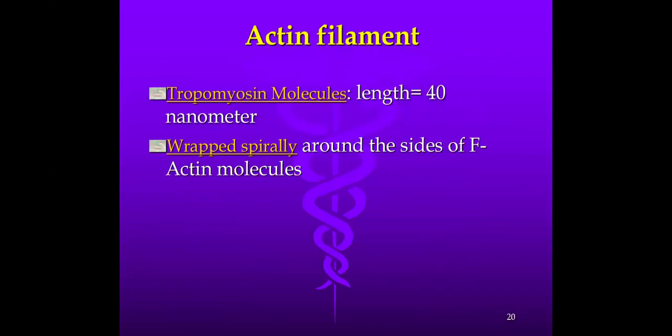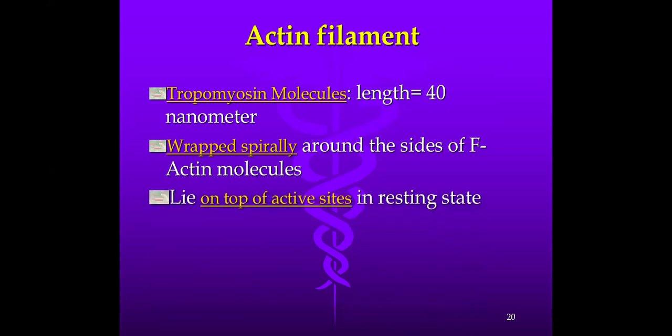The actin filament also consists of tropomyosin as well as another protein, and the length of the tropomyosin is almost 40 nanometers. It is wrapped spirally around the side of the F-actin molecules and lies on top of the active sites in the resting state. And when the resting state changes and contraction occurs, it leaves that binding site.